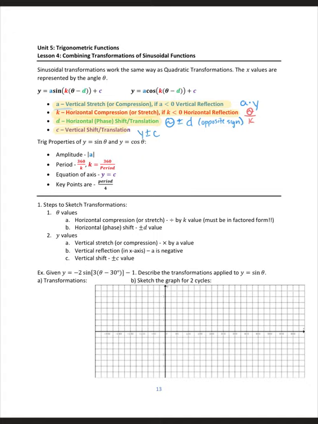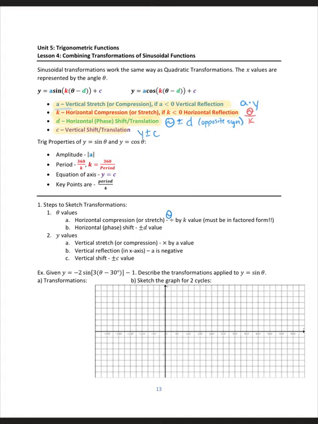So we're going to go through some examples, and I'll try one, and then I'll get you to try one when you pause the video. The first way we're going to graph these transformed functions is to identify what the transformations are and then put that on the graph. So, steps to sketch the transformations. We've got to determine our theta values. Our theta values are affected by a horizontal compression or stretch, and we're going to divide by that k value like we said above. So it's our thetas divided by the k value, and it must be in factored form. We'll look at what I mean by that in a minute.